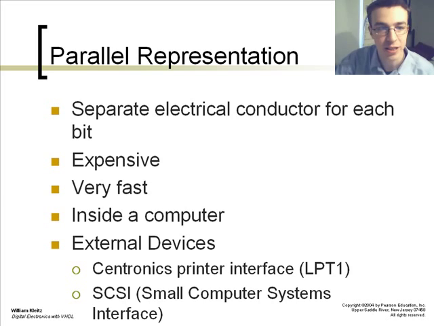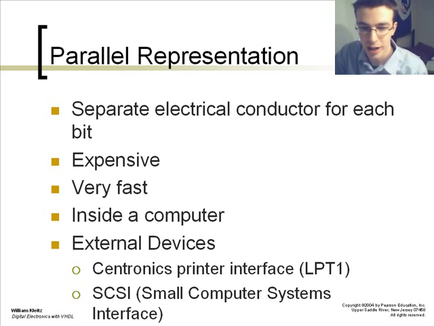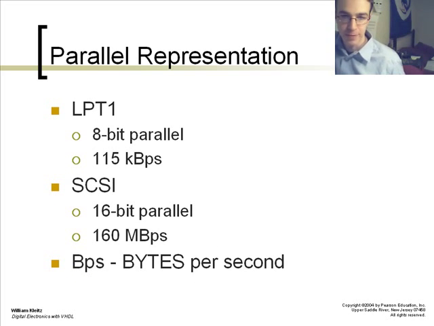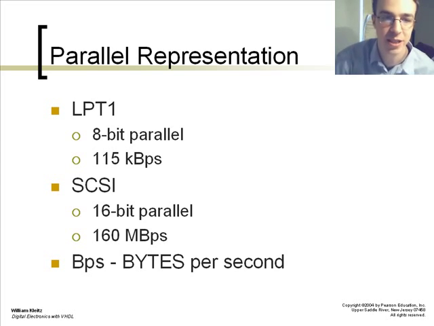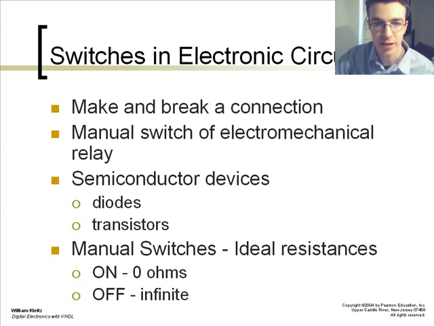Parallel representation, on the other hand, is very expensive, but it's also very fast. Mostly used in the computer world. A separate electrical conductor is required for each bit, however. Some examples of the parallel representation are the LPT1 and the SCSI. LPT is your printer port, and BPS stands for bytes per second.